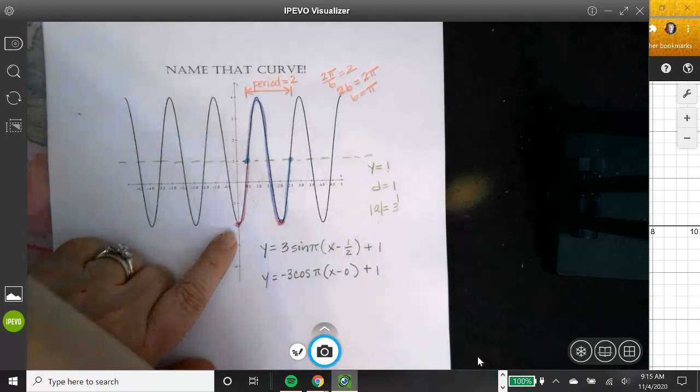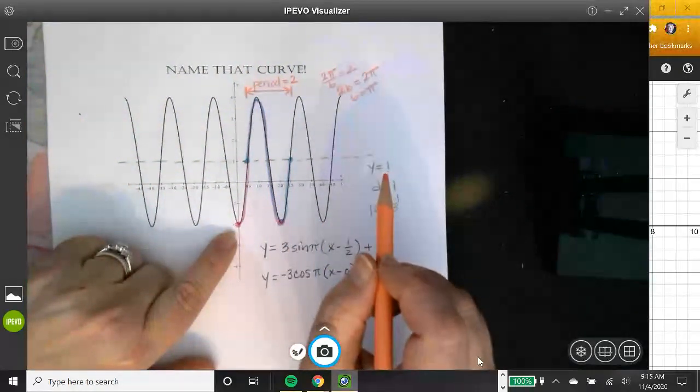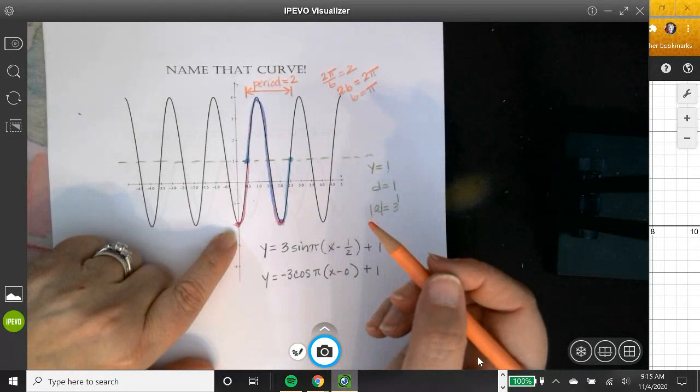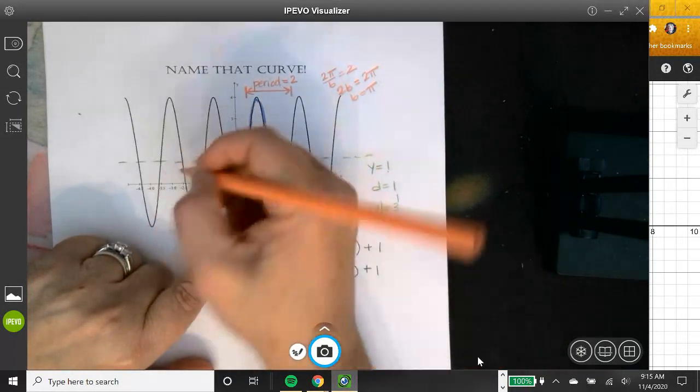We could name it another name. Let's name it a negative sine name. Let's name this one.